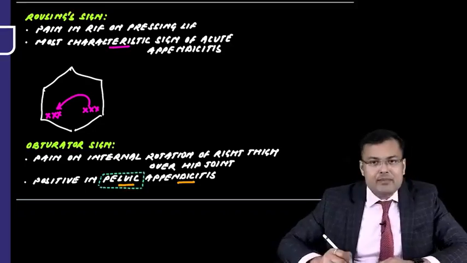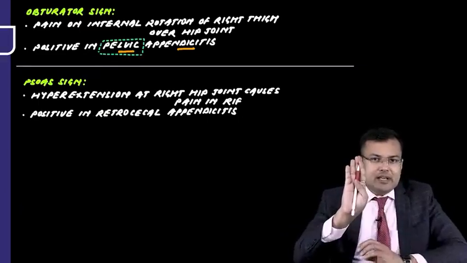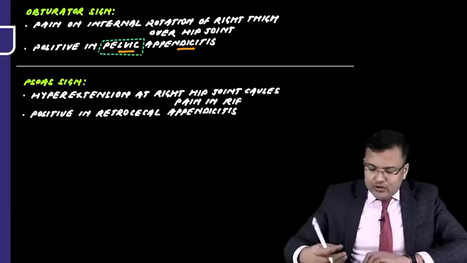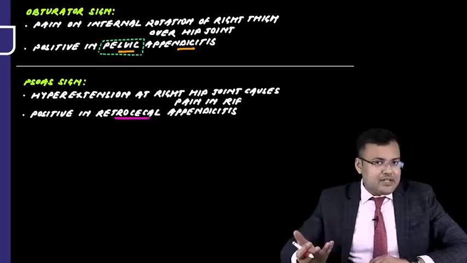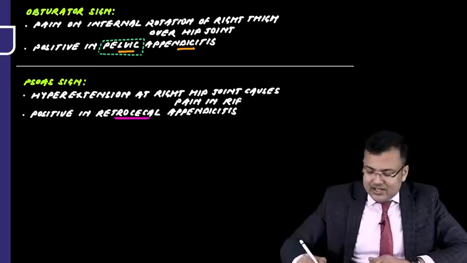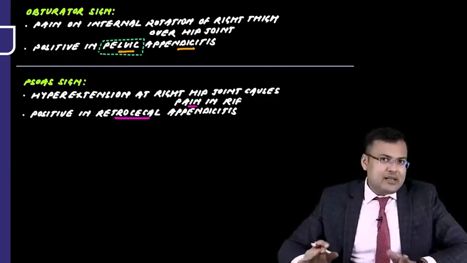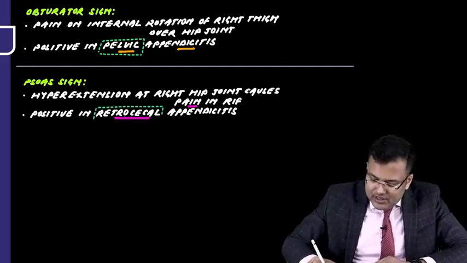Now, another situation, imagine patient is having retrocecal appendicitis. Here is the appendix, so it is behind cecum. This is retrocecal. So in retrocecal appendicitis, what's the problem? If patient performs hyperextension at right hip joint, it leads to pain. So hyperextension at right hip joint leads to pain, and it is positive in retrocecal appendicitis.